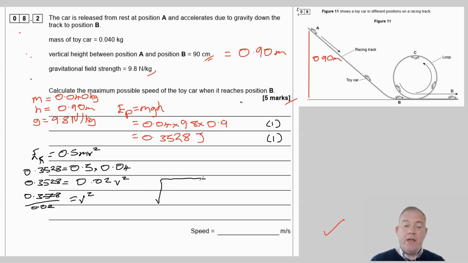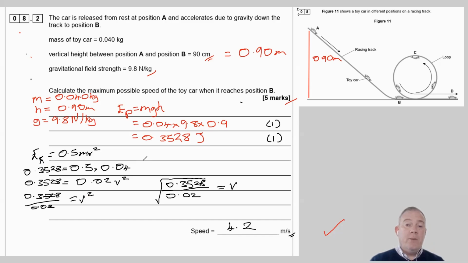Let's do that big here. And we're going to enter that: 0.3528, and we're going to divide all that through by 0.02. That's all square rooted, and that's going to give us v, our speed. And when we enter that into our calculator, we're going to get 4.2, and we're already given the units, meters per second. Okay, and that's the answer to that.